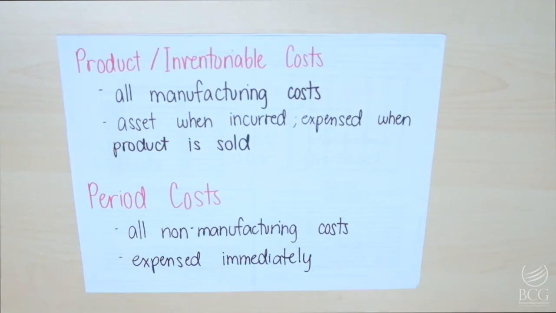So all manufacturing costs that were mentioned earlier are considered product or inventoriable costs. These are recognized as assets when they are incurred and expensed when the product is sold. On the other hand, we have period costs, which are the non-manufacturing costs. Examples of these would be selling costs and administrative costs, and these costs are expensed immediately.